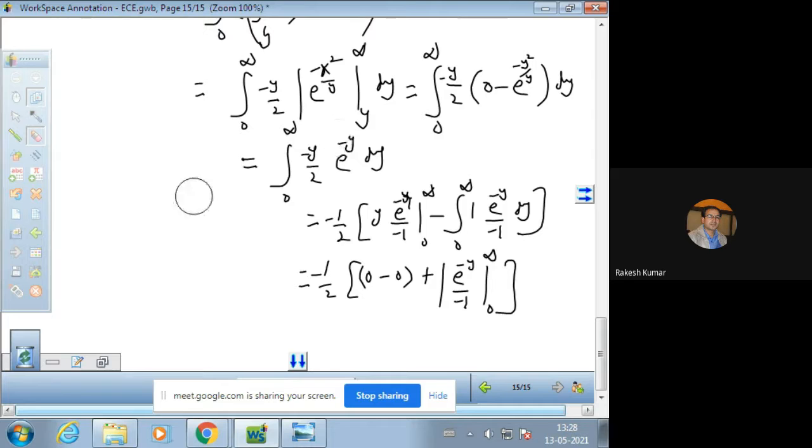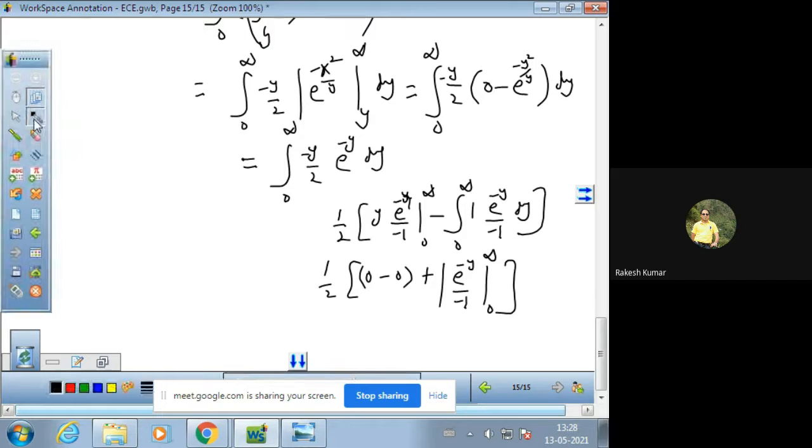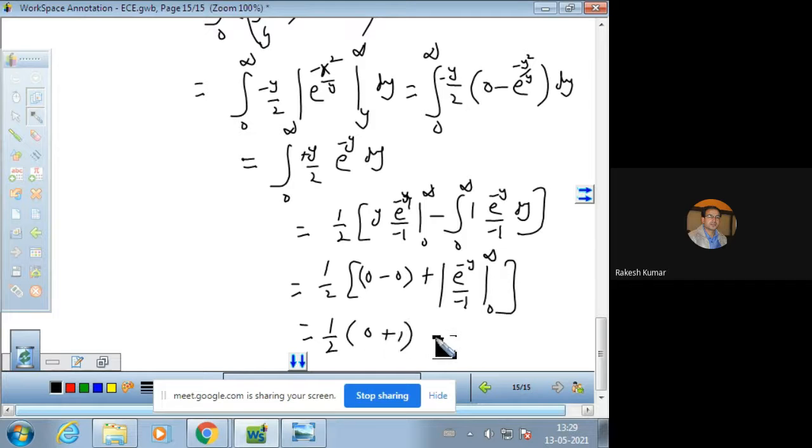Let me check it again. This is minus y by 2. Okay. Just see, this is minus y by 2 into negative of this. So negative negative should be positive here actually. So write down this is positive. So this should be plus, and this should be plus. So you will have this. So 1 by 2, and for this you will have 0 plus 1. So 1 by 2 is the required evaluation. This is very important.